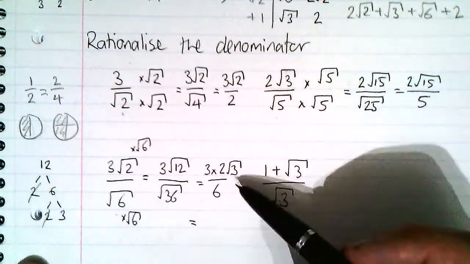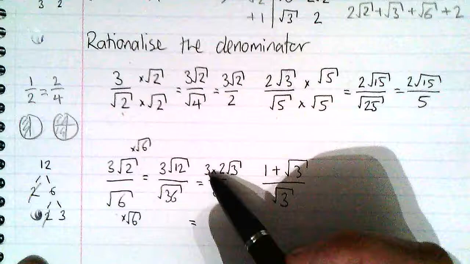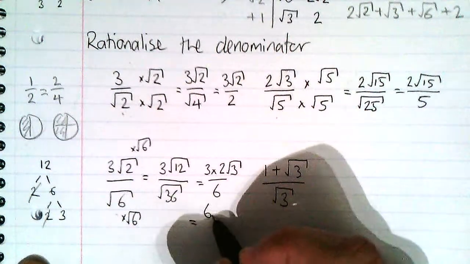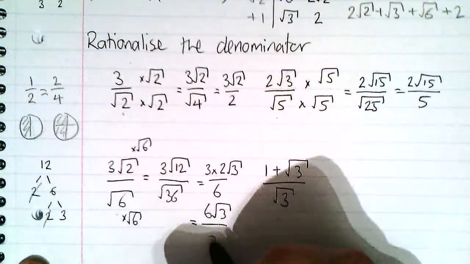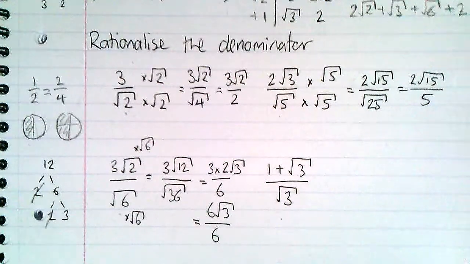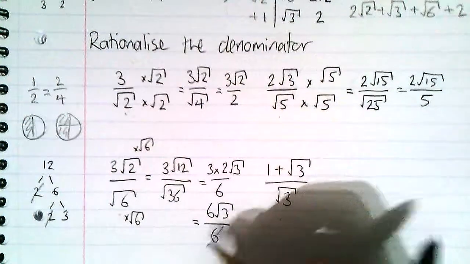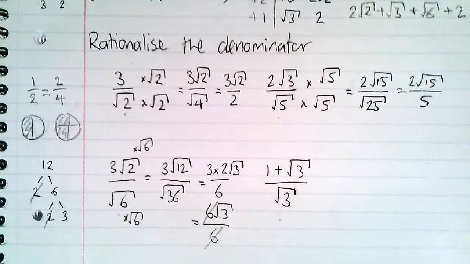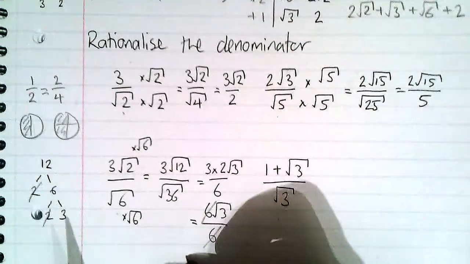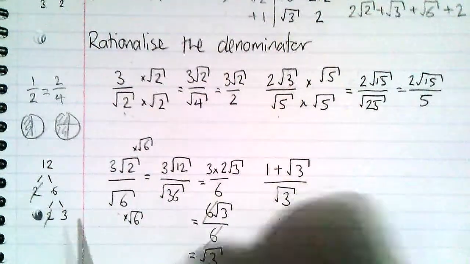So having that, I've got 3 times 2 on the top, so I'm going to have 6 square root of 3 over 6. And hopefully the astute amongst you should recognise that the 6 and the 6 will cancel, leaving us just with the square root of 3 as our final answer.